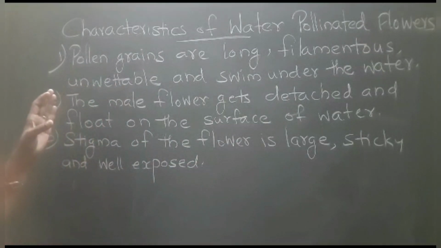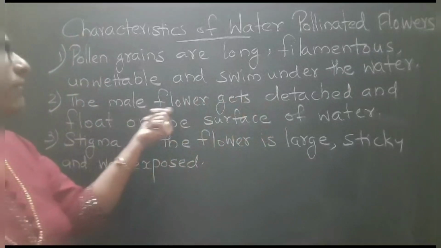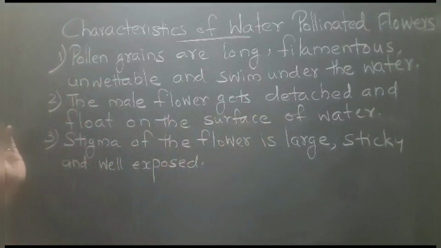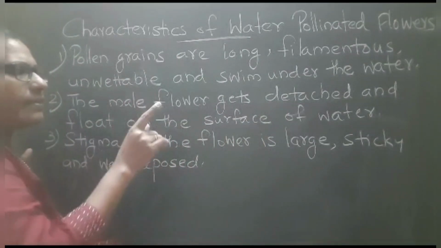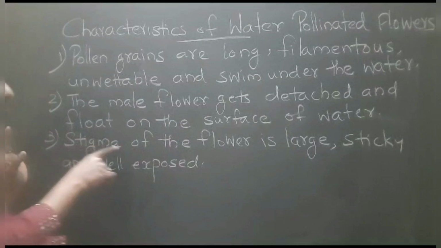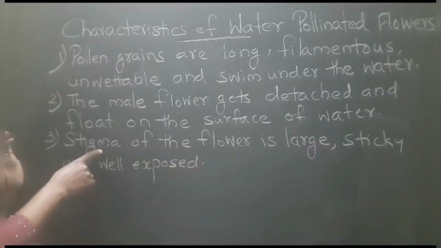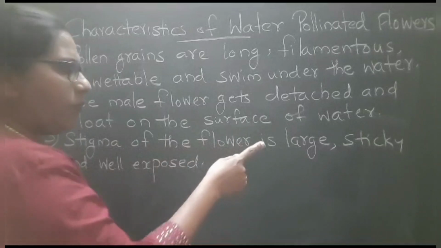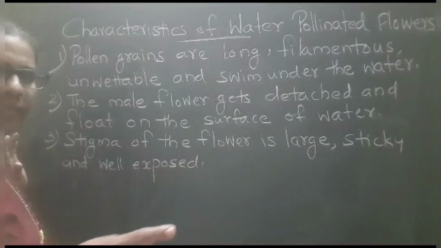Now, the male flower gets detached. Once the male flower is matured, it gets detached from the plant and then floats on the surface of the water. Now, the stigma of the flower is large, sticky and well exposed. This is about the female flower. Female flower stigmas are very large, well exposed and sticky too.